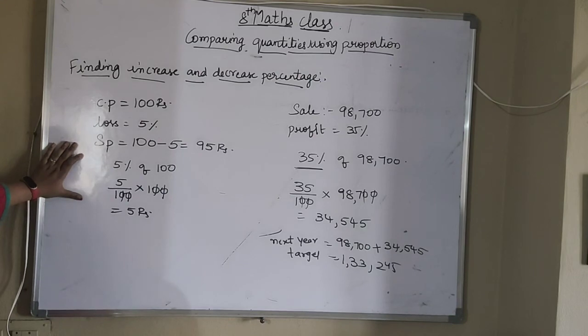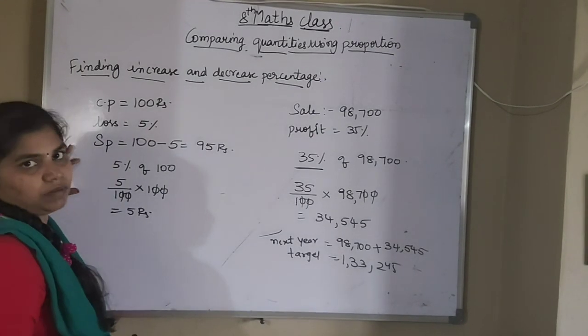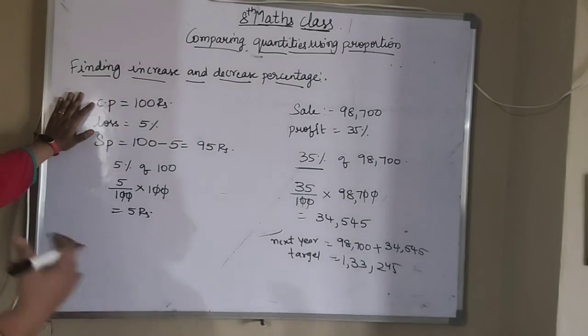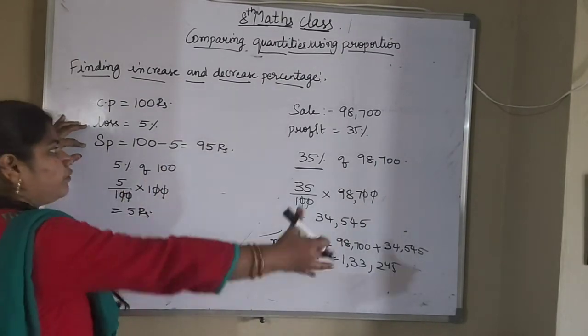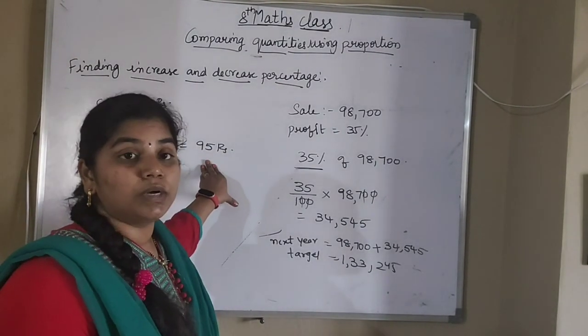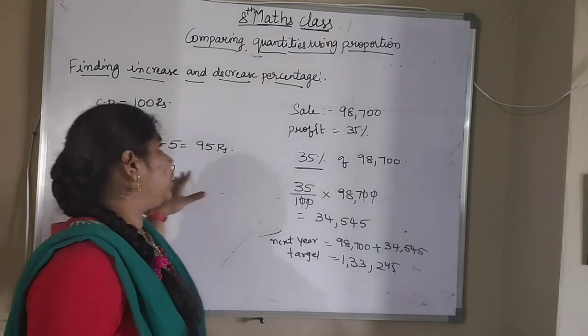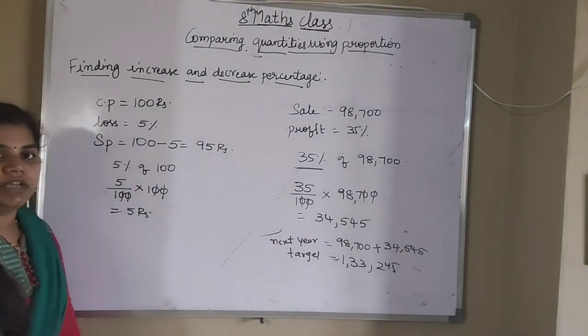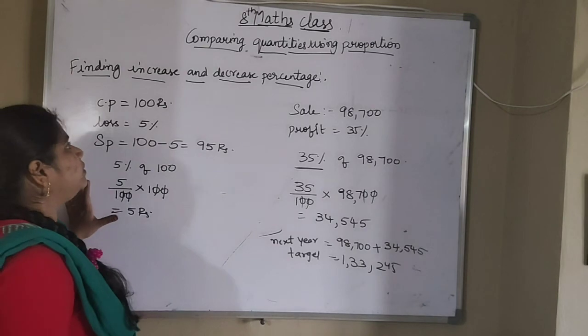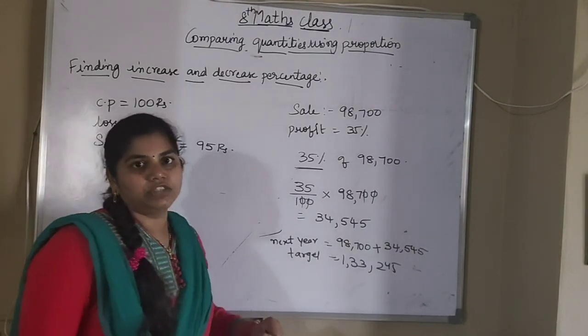So this is how you will find the decrease percentage. Decrease percentage is nothing but reducing. So CP, I bought a pen for 100 rupees. I sold for 95 rupees. So how much loss did I get? I got the loss of 5% here. So this is how we will find the increase and decrease percentage values.